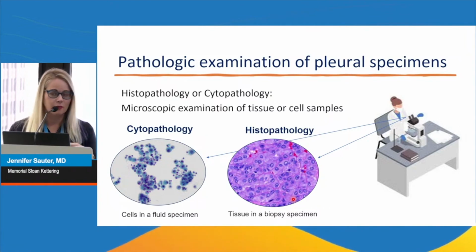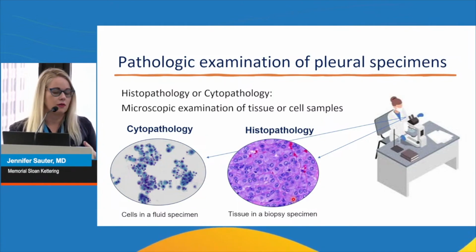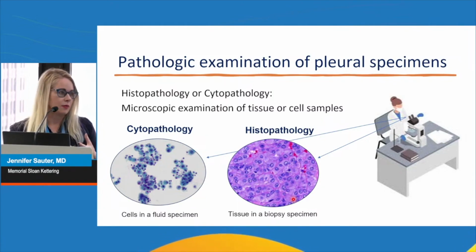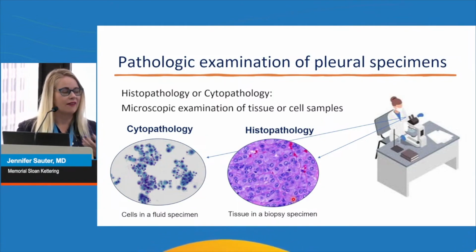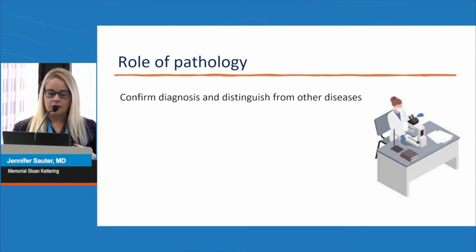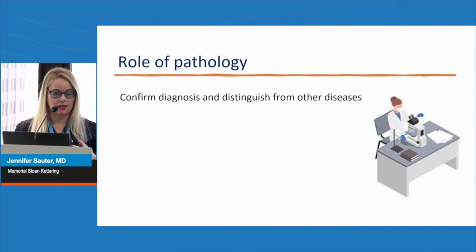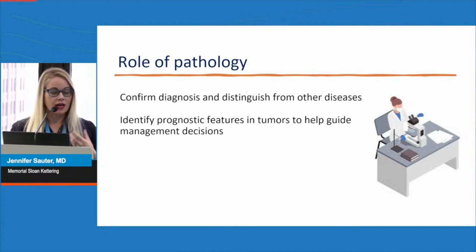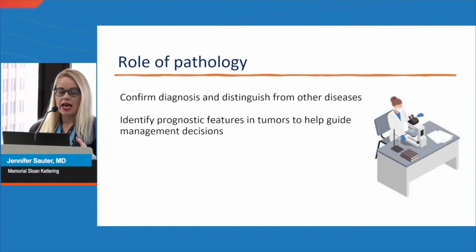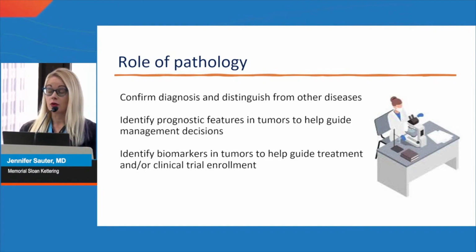In this talk, I'm going to be focusing on how we approach the diagnosis in biopsies, but everything we do in terms of approaching the diagnosis of mesothelioma in biopsies, we also have a similar approach in cytology, although there are more limitations in cytology. So the role of pathology when examining pleural specimens is to confirm the diagnosis and to distinguish from other diseases. Pathologists also identify prognostic features in tumors that can help guide management decisions, and we also identify biomarkers in tumors to help guide treatment and/or enrollment in clinical trials.